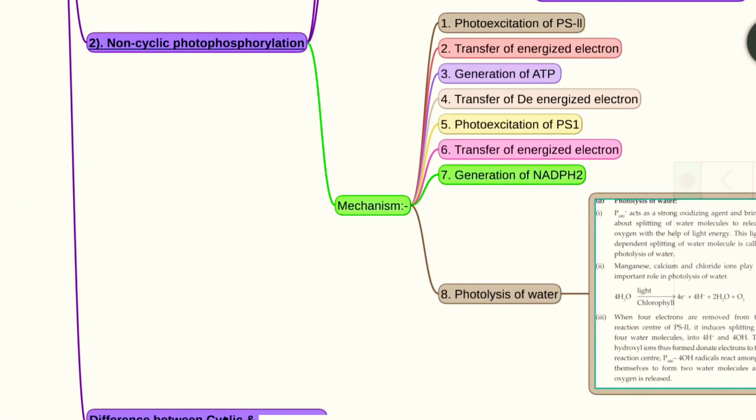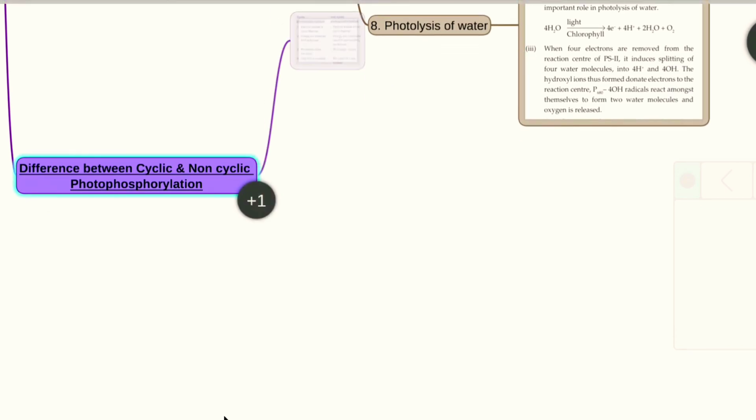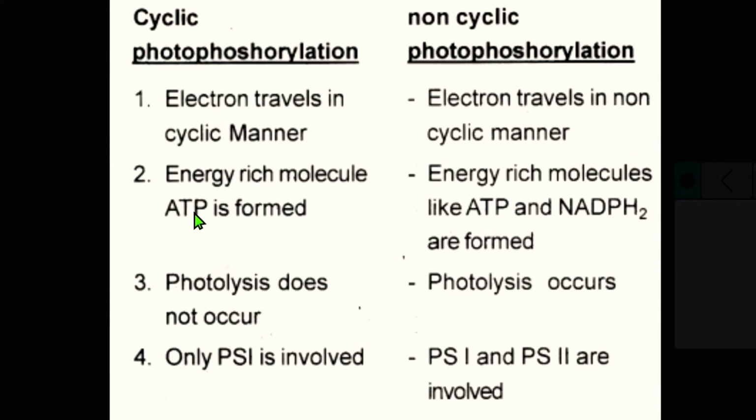Here we'll see the difference between cyclic photophosphorylation and non-cyclic photophosphorylation. In cyclic, the electron travels in a cyclic manner, here in a non-cyclic manner, and the energy-rich molecule ATP is formed. Here both ATP and NADPH are formed. Photolysis of water doesn't take place in cyclic, and in non-cyclic photophosphorylation photolysis occurs. In cyclic photophosphorylation only PS1 is involved, and in non-cyclic photophosphorylation both PS1 and PS2 are involved.